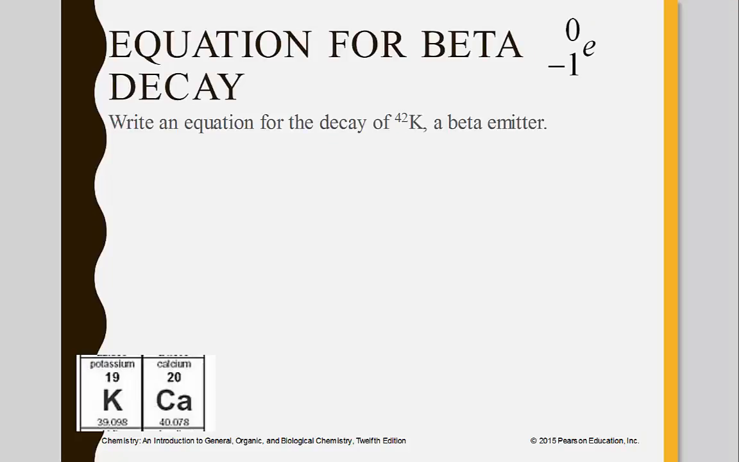So K is potassium, it's 42 on the top. That's the mass number. We need to figure out what the atomic number is. So in order to do that, we need to look on the periodic table. You look for the letter K, and we find out that it's 19. Notice it's always the atomic number on the bottom. That's the number of protons. It's decay. It's emitting it, which means it's going to be on the right hand side.